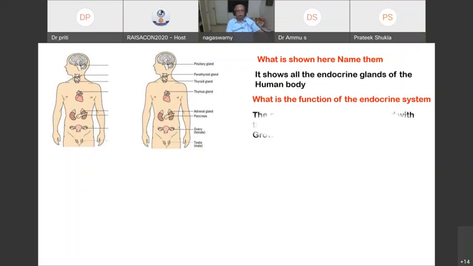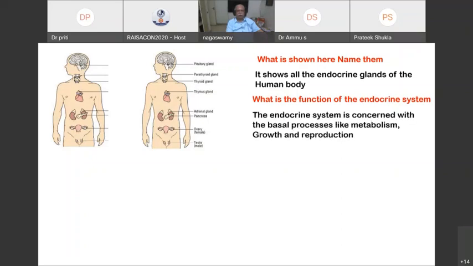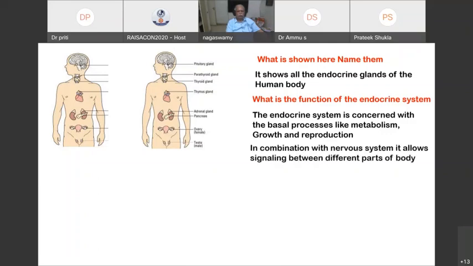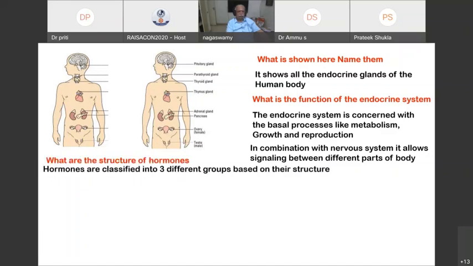The endocrine system is concerned with the basal processes like metabolism, growth, and reproduction. In combination with the nervous system, it allows signaling between different parts of the body. So what are the structures of hormones? What are they made up of? Hormones are classified into three different groups based on structure. Now just name them. These are all basic physiology questions.